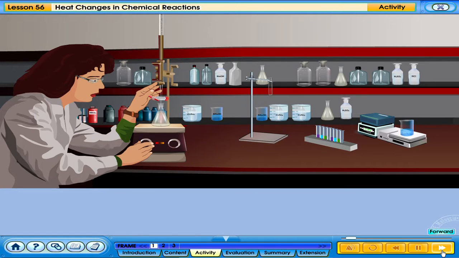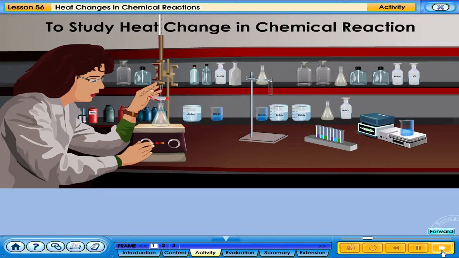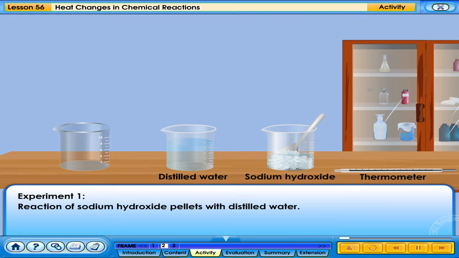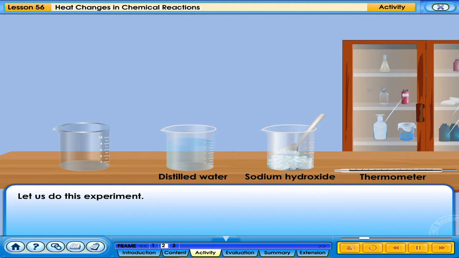Now let us conduct experiments to study heat change in chemical reactions. Experiment 1 shows the reaction of sodium hydroxide pellets with distilled water. Experiment number 2 shows the reaction of ammonium chloride powder with distilled water. Experiment 1. Reaction of sodium hydroxide pellets with distilled water. Apparatus required are beaker, spatula, and a thermometer. Materials required are distilled water and sodium hydroxide pellets. Let us do this experiment.